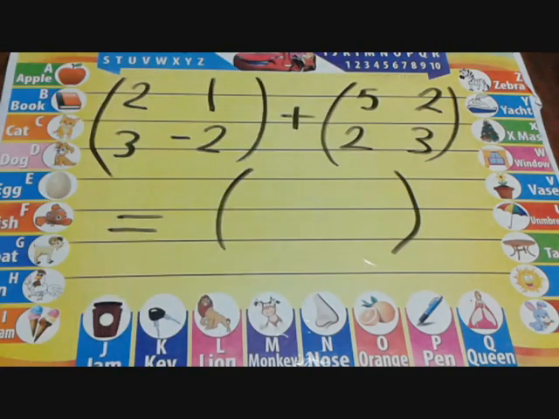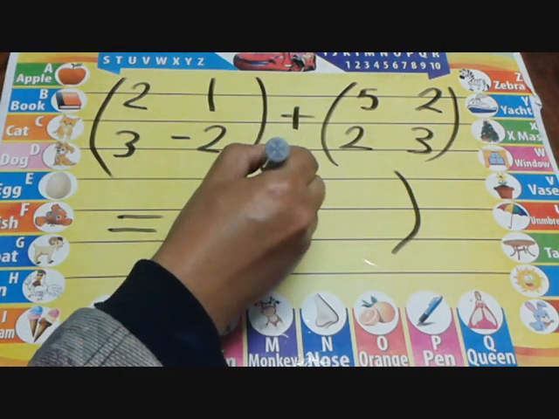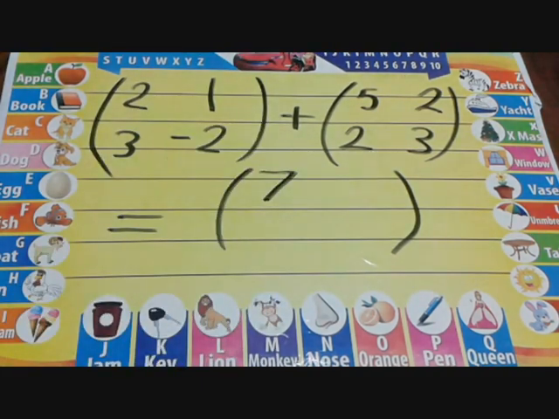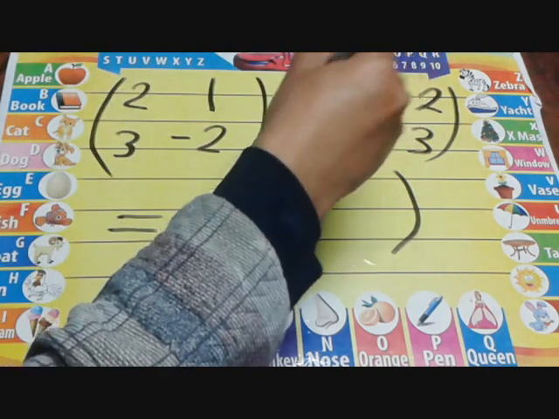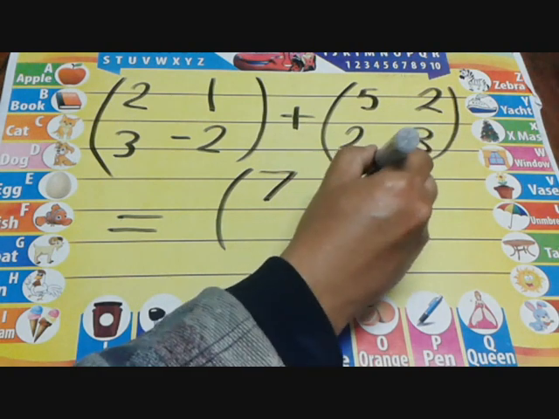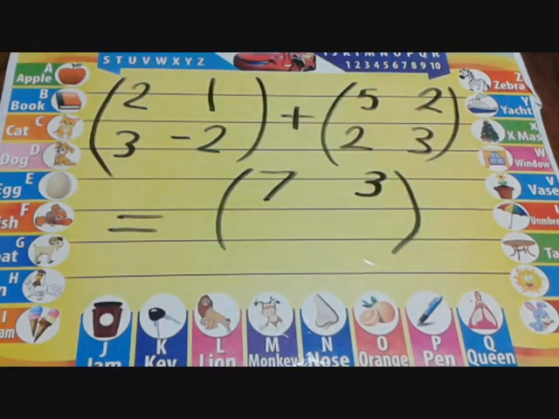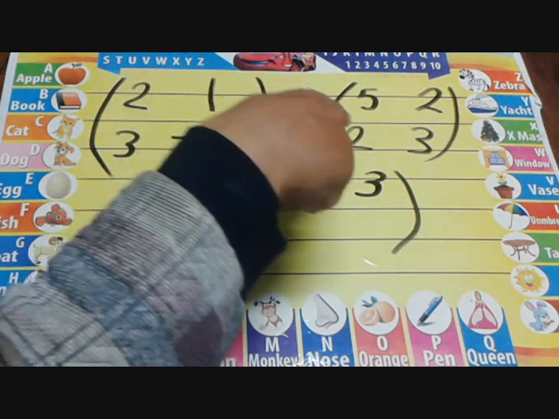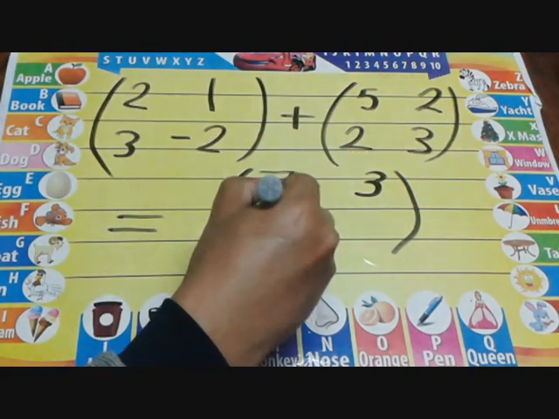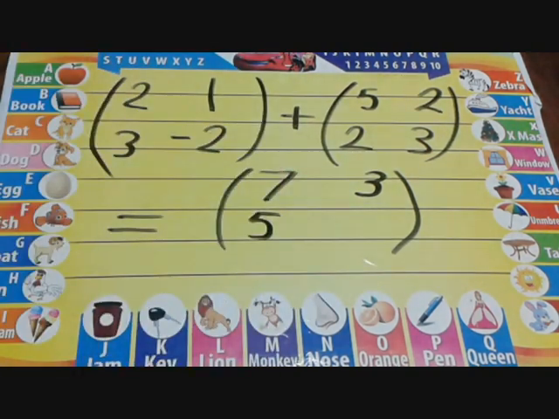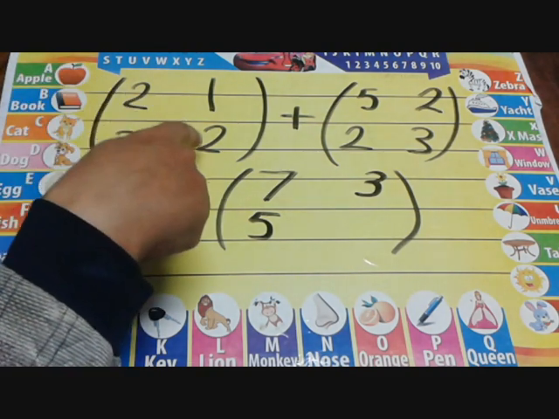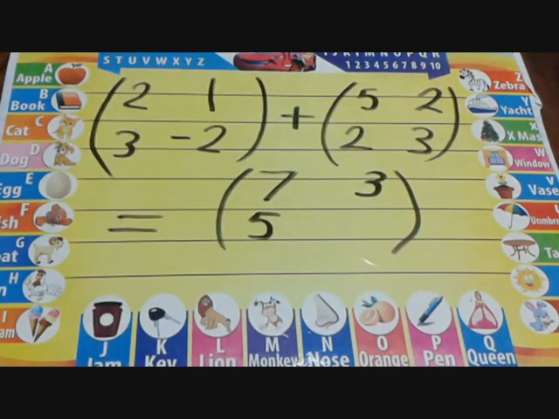2 plus 5 equals 7. 1 plus 2 equals 3. 3 plus 2 equals 5. -2 plus 3 equals 1.